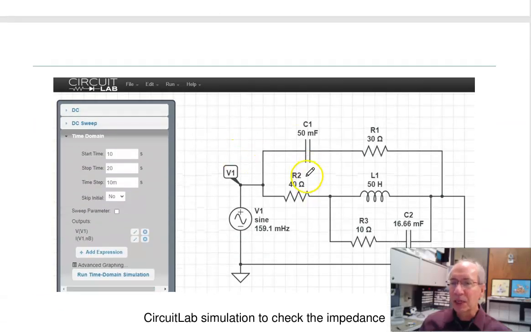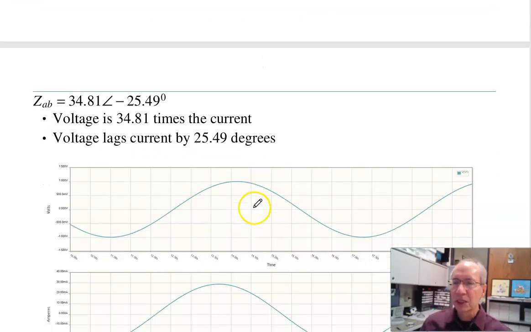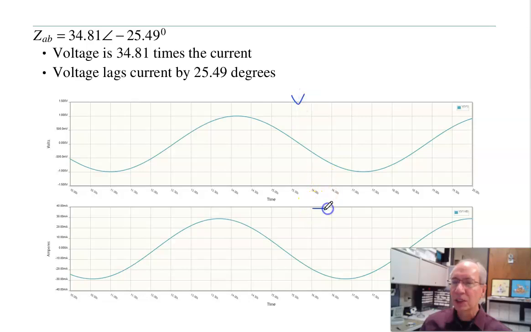And if I build that in CircuitLab, do a time domain simulation, this is 1 radian per second, 0.159 hertz. Measure the voltage, measure the current. Here's what it looks like. Here's voltage, here's current. Let's let this be time 0. That means that the voltage is 1 at 0 degrees. The current, again, remember ELI the ICEman? This is current comes before voltage. This is capacitive. That is a positive phase shift.